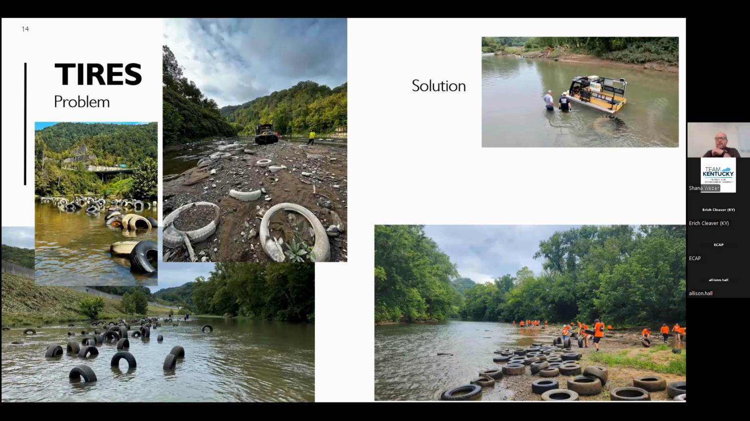And then down below that is a big tire cleanup we did in Pikeville with students from the University of Pikeville. I think they brought in 60 or 70 students, and we spent the day pulling tires out. And this is just one very small area of the Levisa Fork River where we're pulling that out.